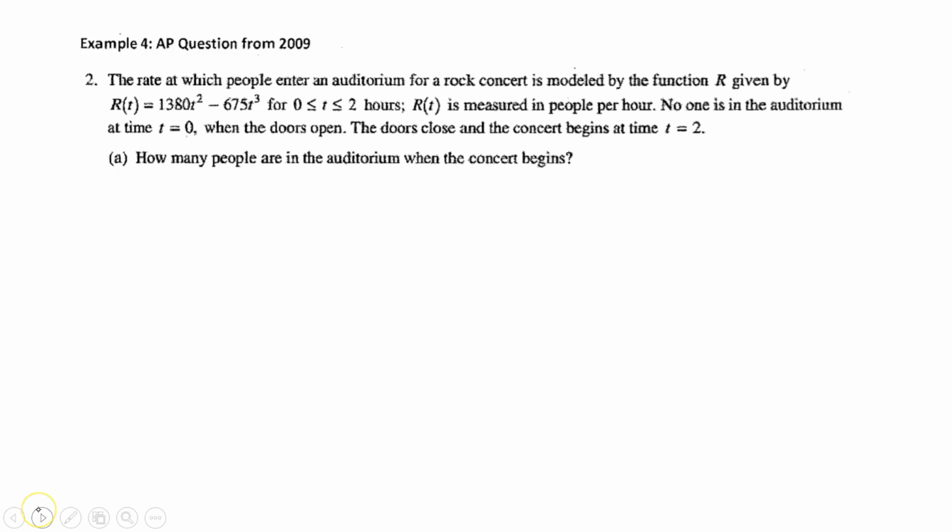Okay, so now we got an AP problem. This is also a calculator OK problem. Otherwise, it would take forever. But what we're dealing with here is we have a rate at which people are entering an auditorium for a rock concert. So initially, it says that when the doors open, there is no one in the auditorium.